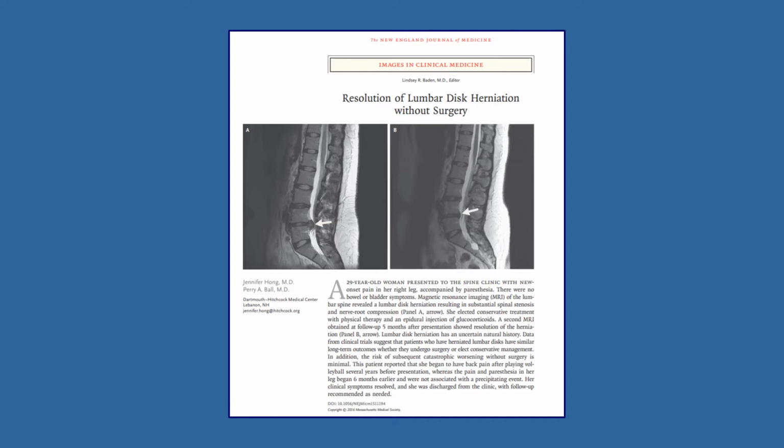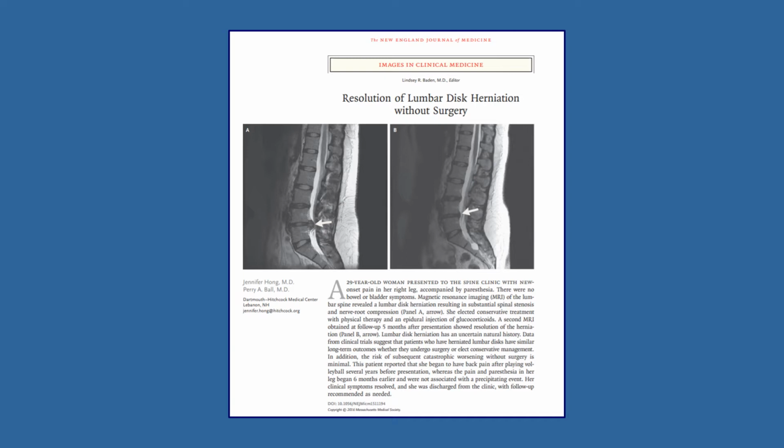And so the thought here is that with physical therapy, and in her case, a corticosteroid injection, which can be helpful, especially to alleviate some of the radicular symptoms that are associated with the herniation compressing a nerve root, we can see, again, positive outcomes with respect to the patient.